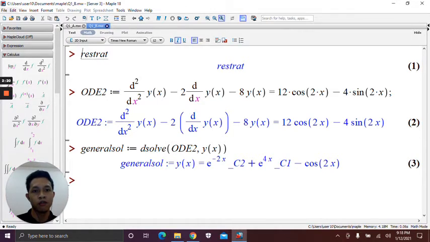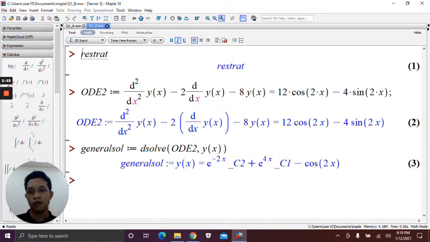multiplied by cos 2x, minus 4 multiplied by sin 2x. So we declare it, and we get the second order ODE2: y double prime minus 2y prime minus 8y = 12 cos 2x - 4 sin 2x. And we must solve it to get the general solution.